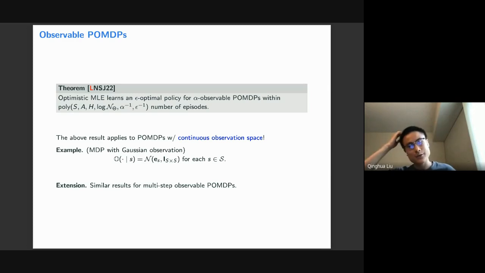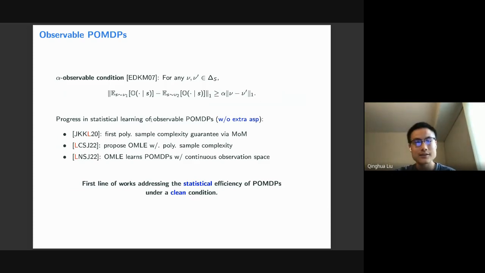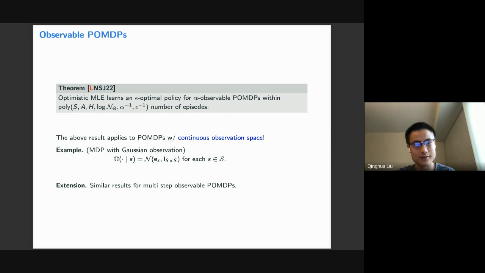We also have similar results for the multi-step extension of observable POMDPs. In the previous slides, in order to guarantee this observability condition, we need the number of observations to be at least as large as the number of states. In our later works, we relaxed this condition a little bit by allowing the observation space to be smaller than the state space. So it's some extension. Okay, this is the result for observable POMDPs.